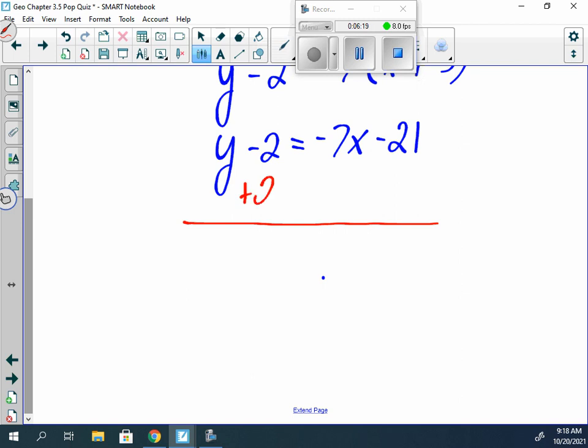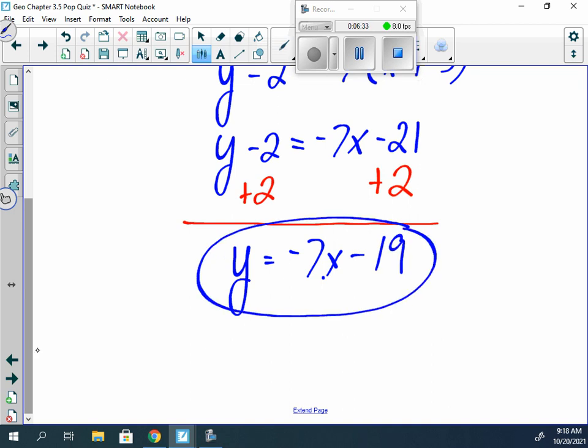And then, because again, we do need to get the y by itself, -7x, -21 plus 2 is -19. So on all of these here, we're going to get an equation, y equals.